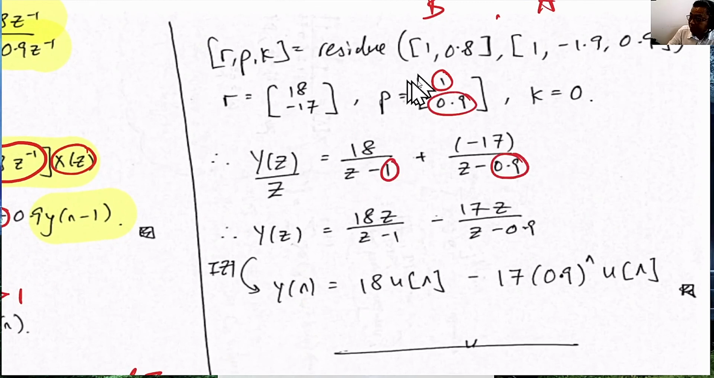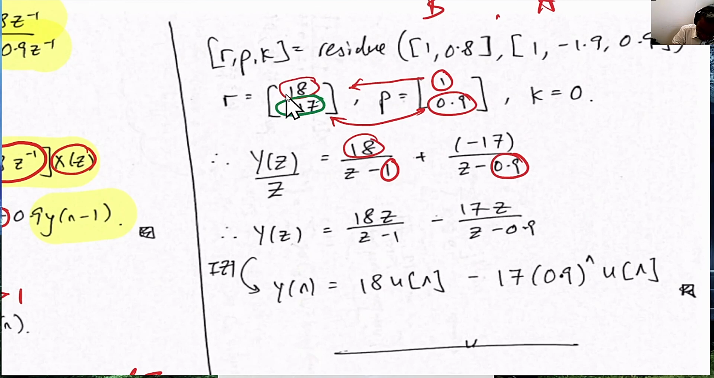So this p will be inserted here, and 18 is associated with the first coefficient, and minus 17 is associated with the second. So 18 goes to where the first guy is, and now I use the color green. The second guy goes to here. So minus 17 goes to here because it is associated with the second pole. This one.